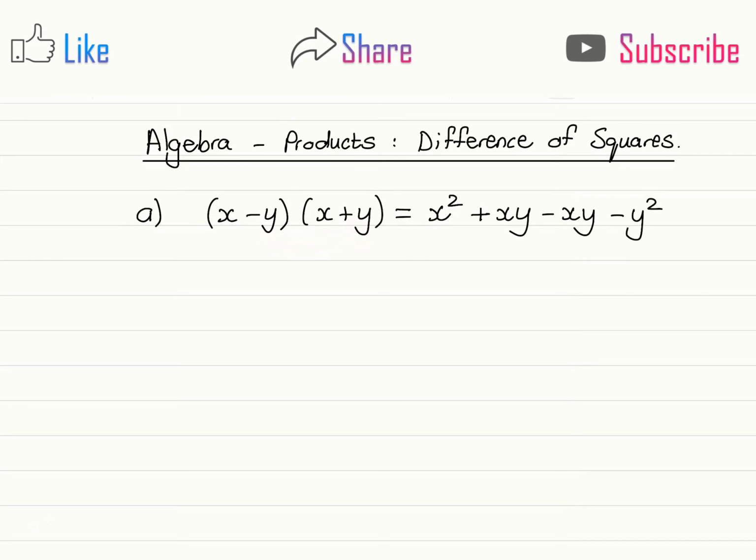Now, if we add up like terms, we can add up xy minus xy. And these two terms are exactly the same, but the one is positive and the other negative, so they would cancel each other out. So we would be left with x squared minus y squared. Now we have two terms that are both squared values and that are subtracted from each other. And this is called a difference of two squares.